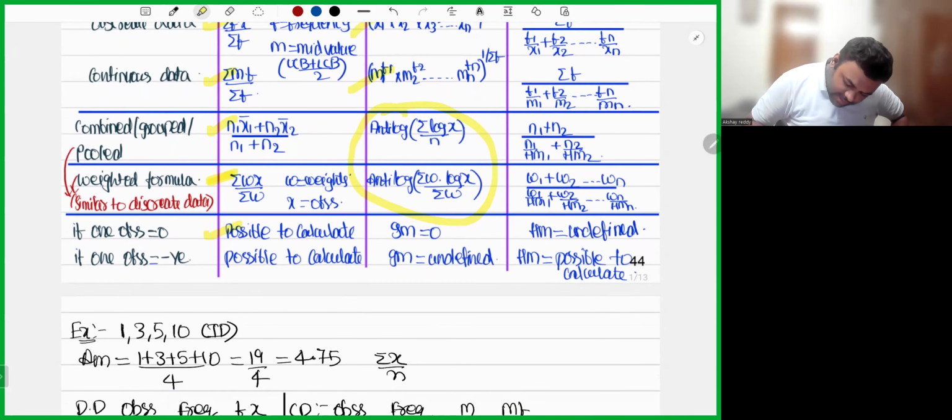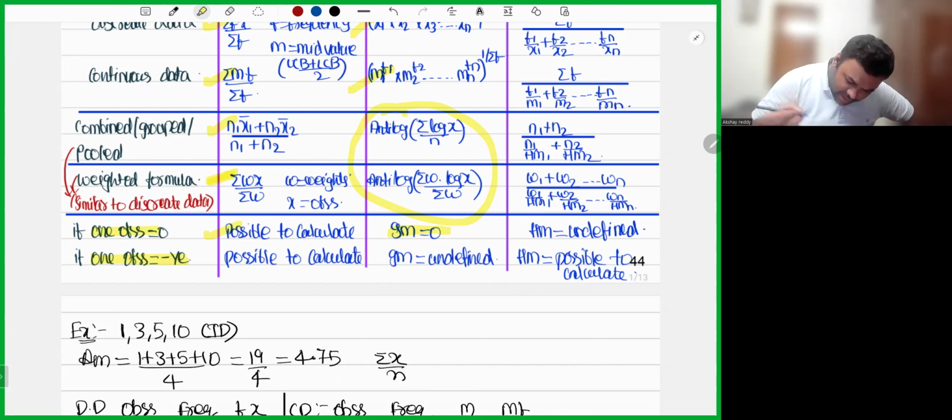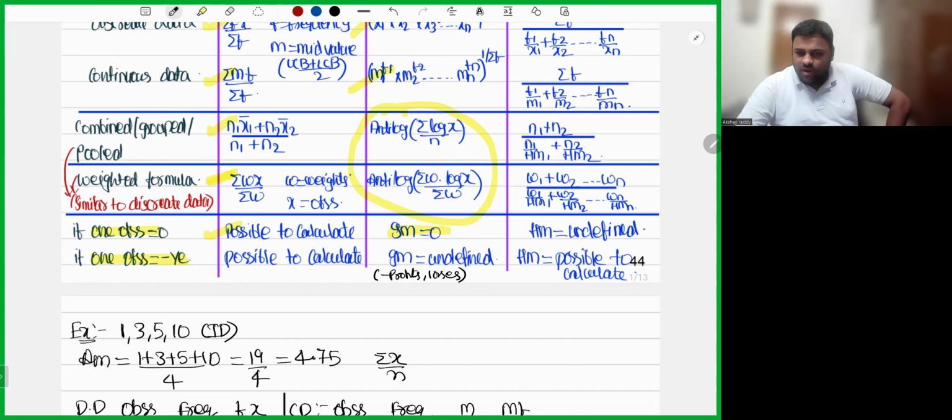Next, if one observation is 0, obviously geometric mean will be 0 because you are multiplying. When you are multiplying something with 0, obviously it will be 0. If one observation is negative, what is the root of a negative? Undefined, sir. He'll ask you one question in the exam. Company records both profits and losses. Profits it is recording in positive figures, losses it is recording in negative figures. Which of the following measures cannot be calculated? Geometric mean cannot be calculated. It records both profits and losses. Unfortunately, geometric mean cannot be calculated.